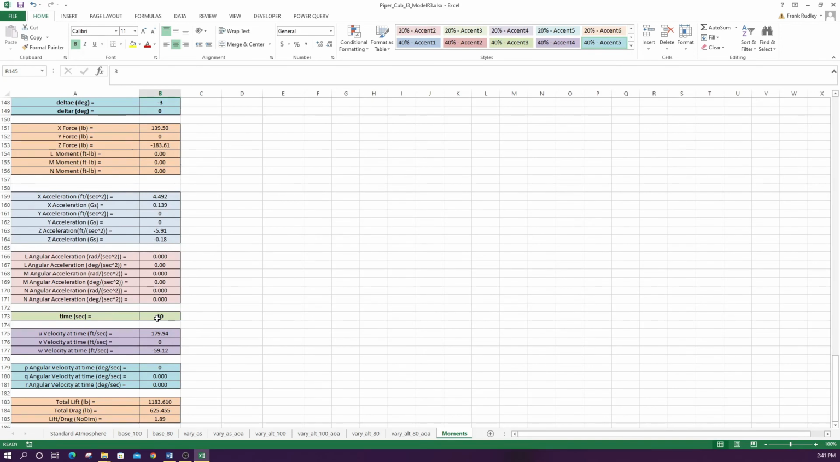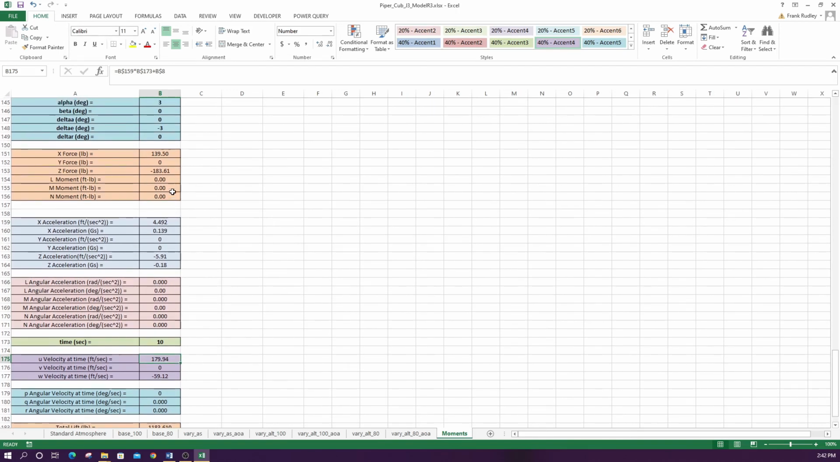After 10 seconds, I wanted to see, is it reasonable? Do I build up good angular rates with changes? So right now, my angular rates are 0. So this is a case where it is feasible. I could generate forward velocity after 10 seconds. I would have a 179.94 foot per second change, and I could have some lift, an upward change of 59.12 feet per second.